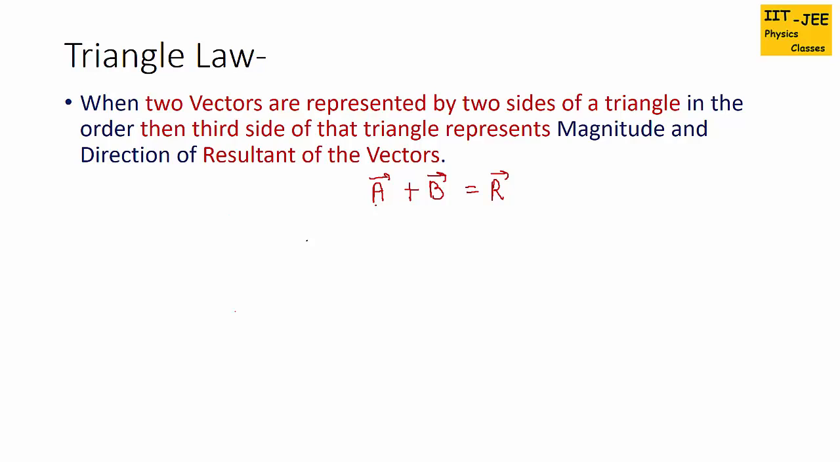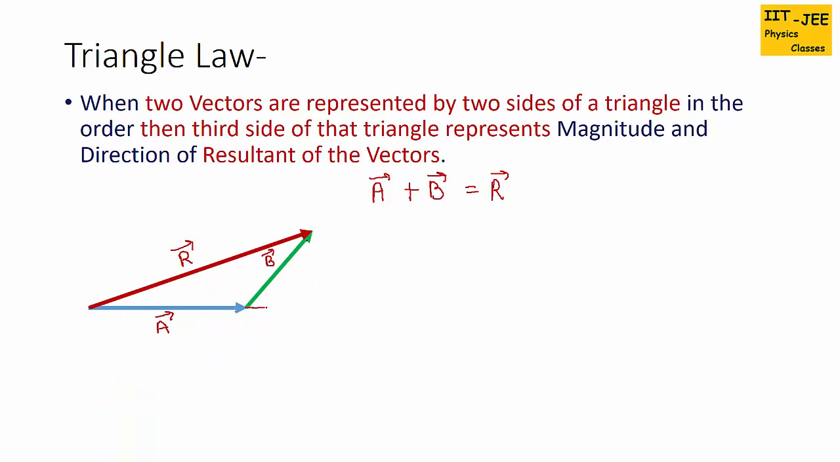So suppose we have these two vectors a and b. So these two vectors represent the two sides of a triangle. Like suppose this is our vector a and this is vector b, and these vectors are like two sides of a triangle. Then the third side, this side, will represent the resultant vector r.